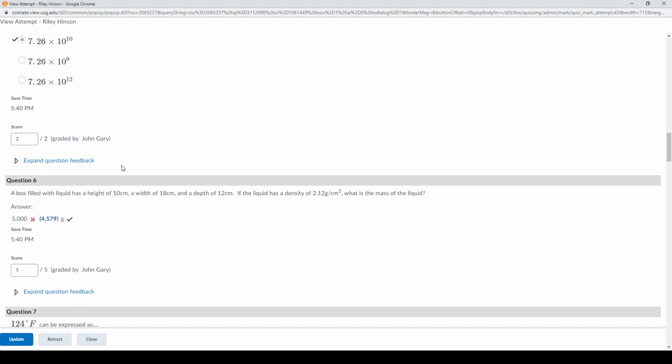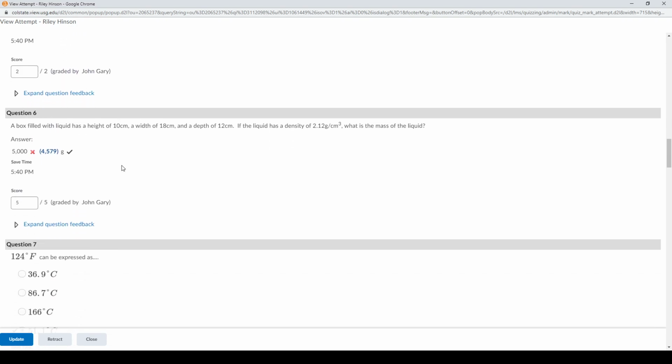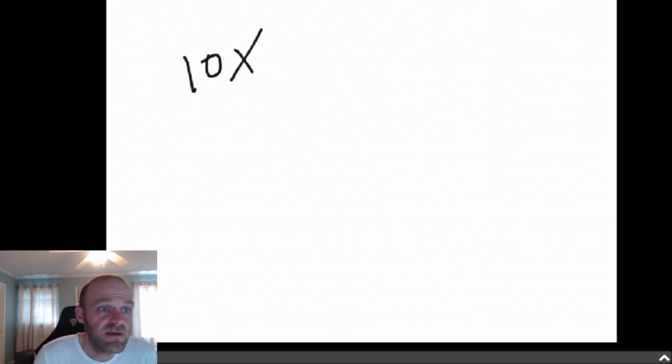People did good with scientific notation. So the volume one, a rectangle. If you want to find the volume of a rectangle, you multiply the length times the width times the height. So that's all you'll do here. 10 times 18 times 12.